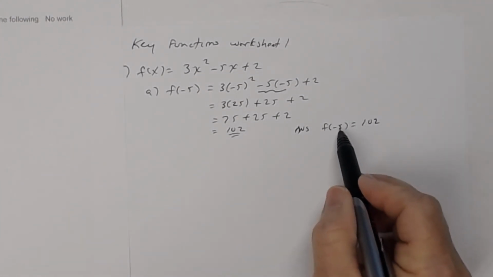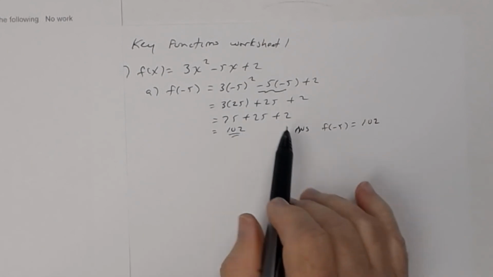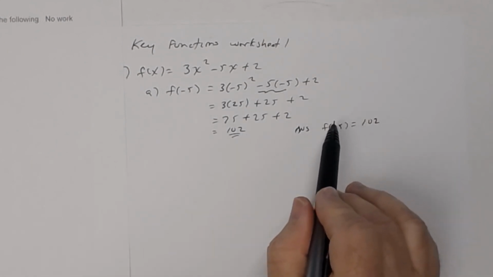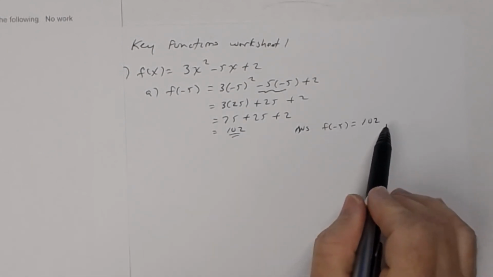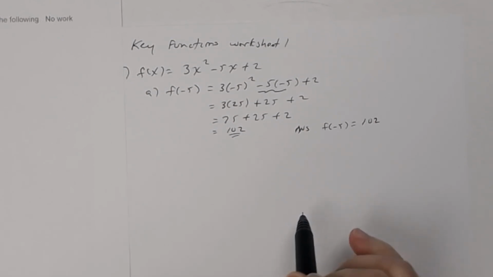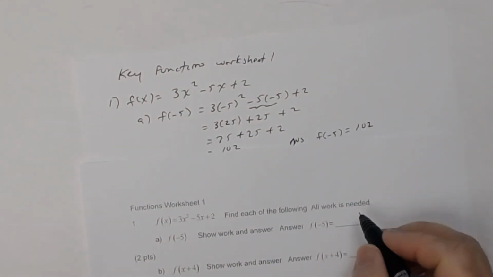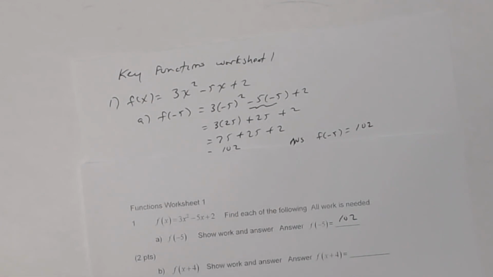So what we found was that if you were to graph this, which you will at some point, when your x value is negative 5, your y value is 102. So that's what you found. All right, so f of negative 5 is 102.